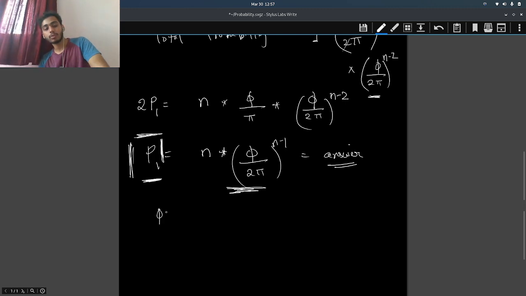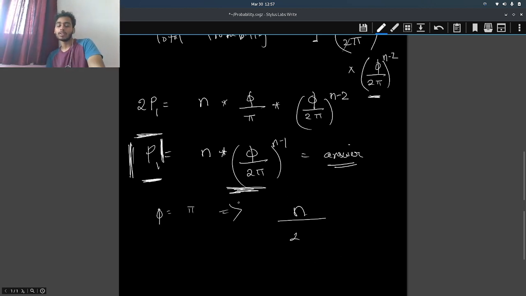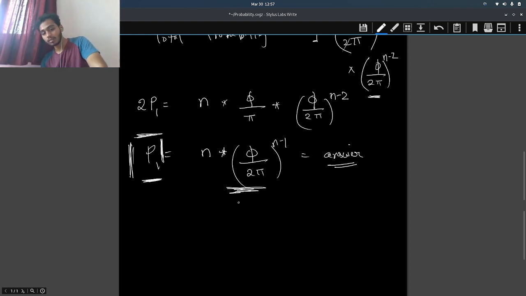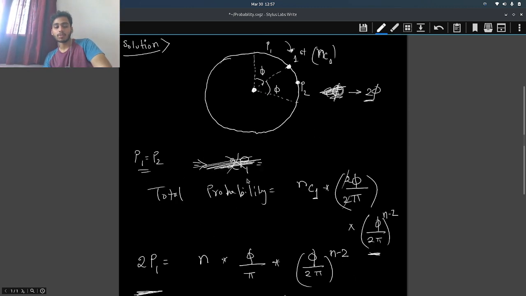Now if you put phi equal to pi, you will see our previous answer coming out to be true. So that's that, and you can do some sanity checks if you want to. I'll leave you to do some observations and check whether this answer is making sense or not. So that's it from my side for this question.